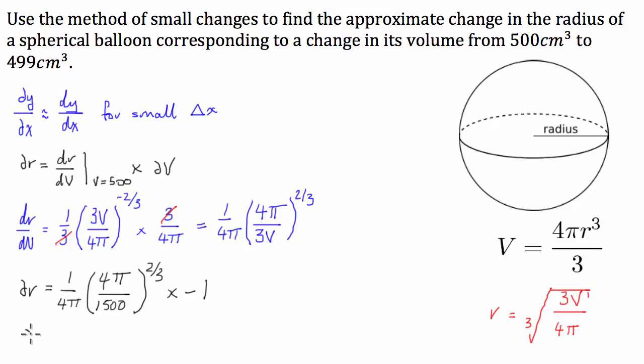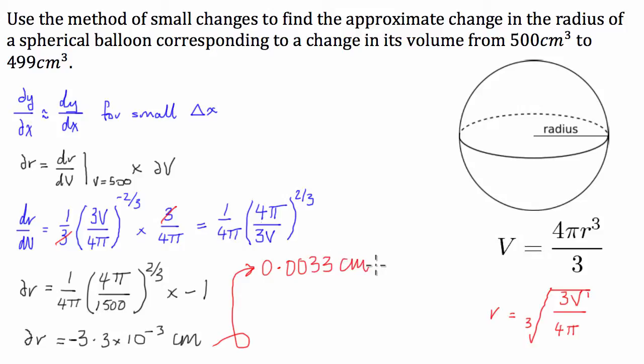So if we put all this in our calculator, we get a change in radius equal to -3.3 times 10 to the -3 centimeters, which corresponds to a value of -0.0033 centimeters. So basically that's going to be our answer right there, or you could leave it in scientific notation, it doesn't really matter.